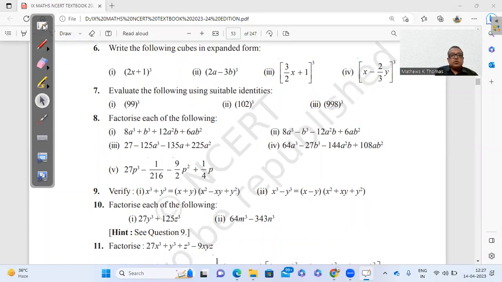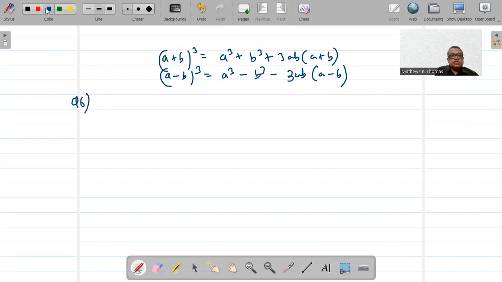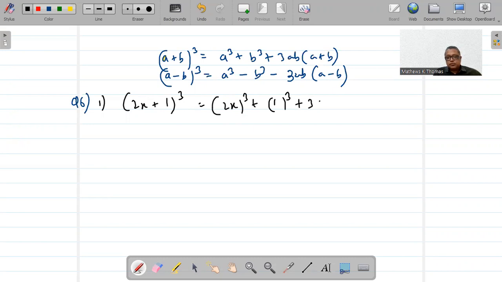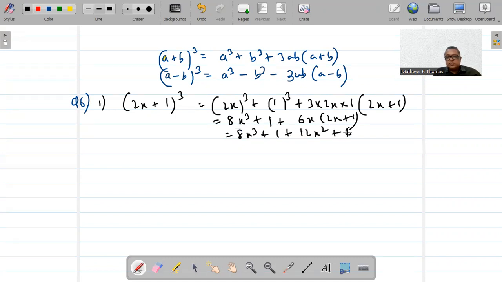So we have the first one, 2x plus 1 whole cube. So question 6, part number 1, we have 2x plus 1 whole cube. I'm going to apply the first identity here. This is my a, this is my b. So a cube plus b cube plus 3ab bracket a plus b. When I cube this, I'll get 8. When I cube x, I'll get x cube. 1 cube is 1. This is going to be 6x bracket 2x plus 1. Open the bracket to get the final answer, 8x cube plus 1 plus 12x square plus 6x.